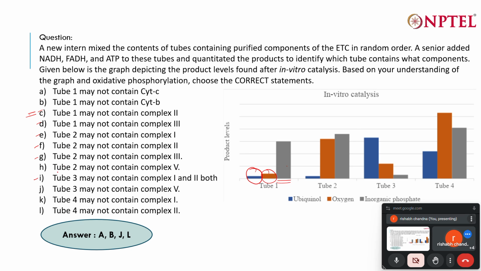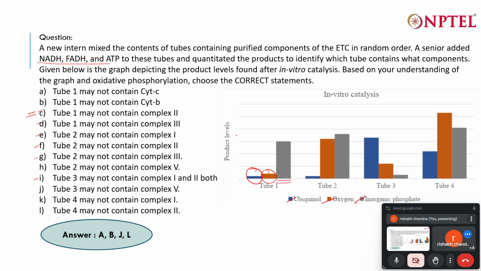So first we'll analyze the graph. Okay. So am I audible? Okay. So first we'll analyze the graph. So in all the tubes, the experimenter has added all the three: NADH, FADH, and ATP. Okay, and now we have to see, because this is a very vague analysis. Only three components have been analyzed, so there can be a possibility of more than one complex being present in each tube.